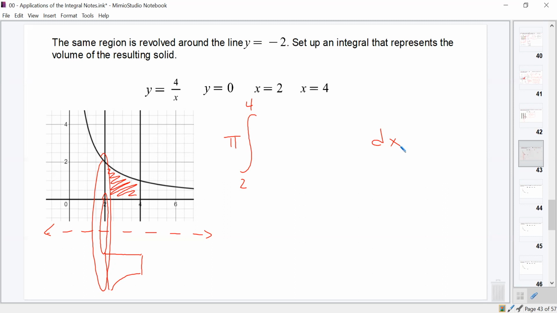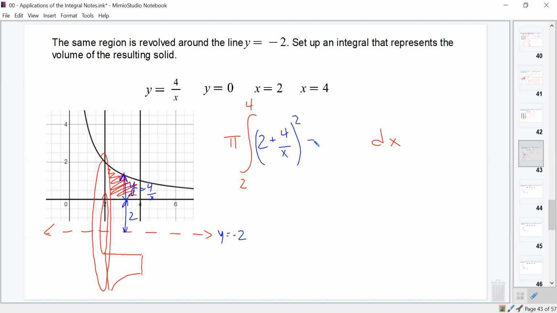So our outer radius is just going to extend from the line that we're revolving around up to the function itself. So the distance from the function itself to the x-axis is y, or 4 over x. And the bottom distance here from y equals -2 up to the x-axis is 2. And so our outer radius is 2 plus 4 over x.